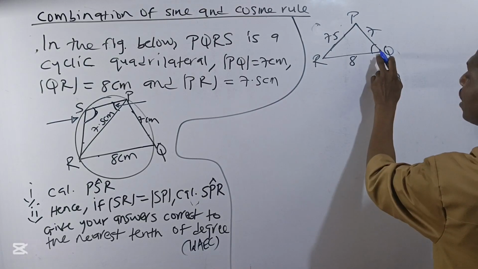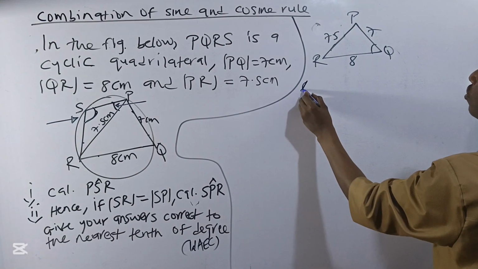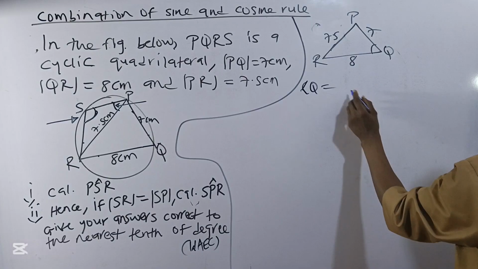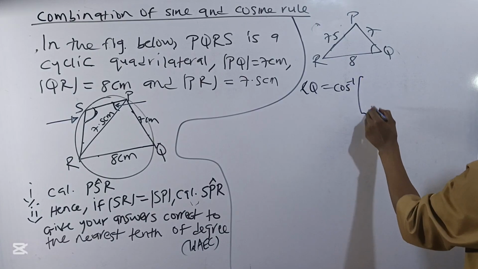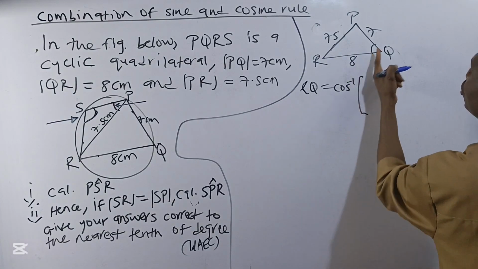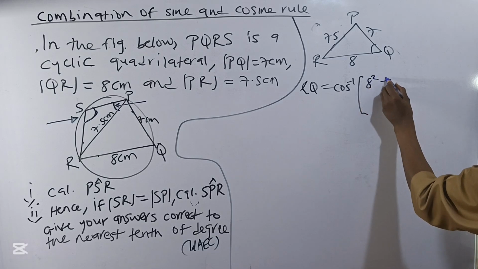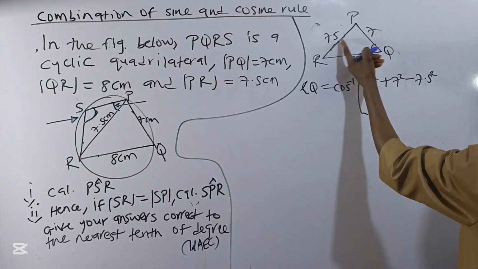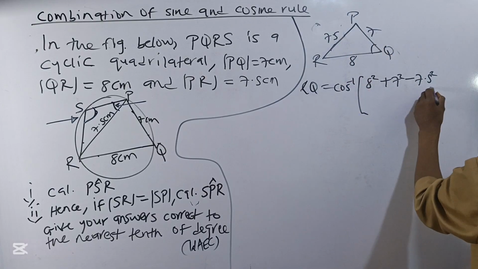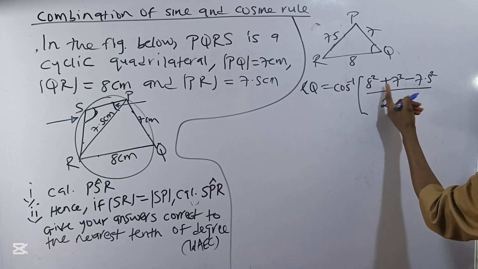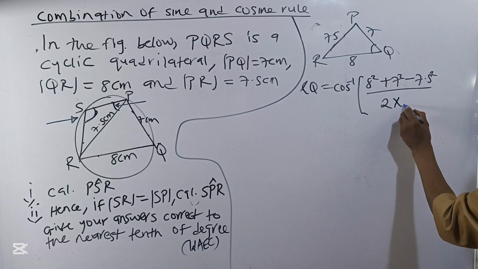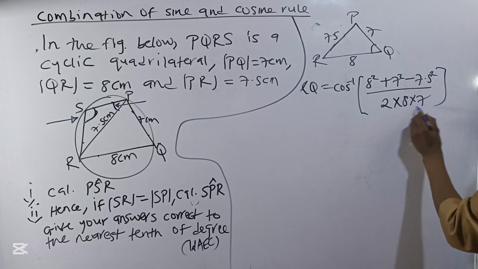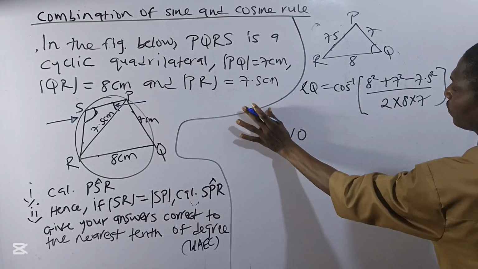Now, to get this angle Q, using cosine rule, as you should know it now, this should simply give me 8 square plus 7 square minus 7.5 square. You always subtract the square of the side facing the angle, and you use 2 to multiply the first two sides without the square. 2 times 8 times 7.